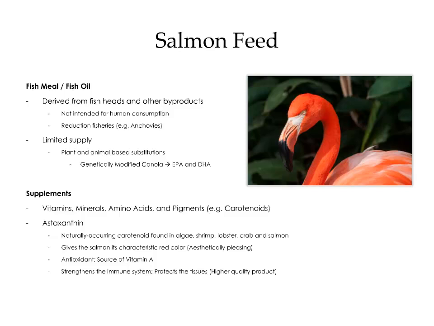One of the most important supplements is astaxanthin. This is a naturally occurring carotenoid found in algae, shrimp, lobster, crab, and salmon. This is what gives the salmon its characteristic red color, which is aesthetically pleasing. It's also an antioxidant and a source of vitamin A. It strengthens the immune system and protects the tissues, resulting in a higher quality product.